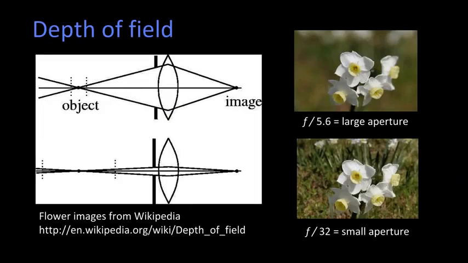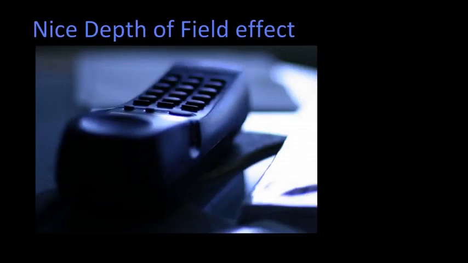So here, same flower taken from the same position, but you'll notice now that the background is in sharp focus. So if you're a photographer and you want to separate out your foreground from your background, you want a wide open aperture. If you're trying to look at a landscape and you want to see everything in focus, you want a very tight aperture. Here's a very nice example of depth of field. The focal plane obviously is somewhere in the middle of the phone, so the stuff that's in front and the stuff that's in back is out of focus.